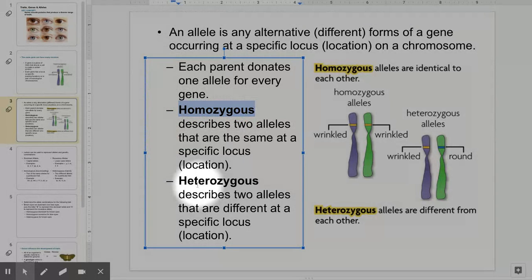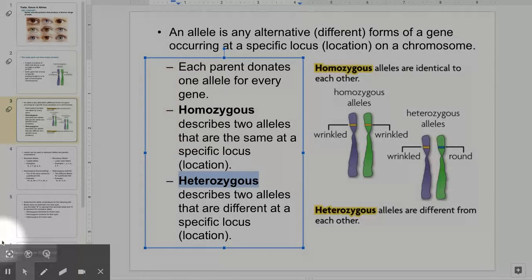So the first genetics vocabulary term I want to address here is homozygous. And homozygous means two of the same alleles. So see how there's wrinkled and wrinkled? They're both yellow. Those alleles are homozygous. On the other hand, we have heterozygous. Heterozygous alleles are different. So in this case, one wrinkled in yellow and one round in blue. So different alleles, heterozygous, two of the same, homozygous.